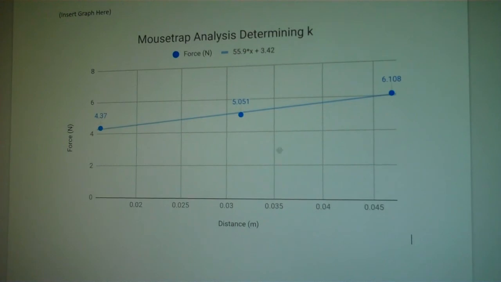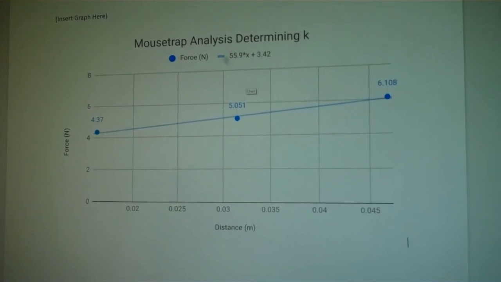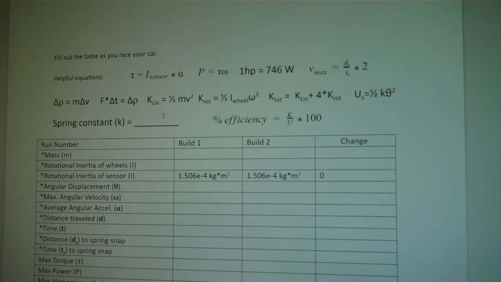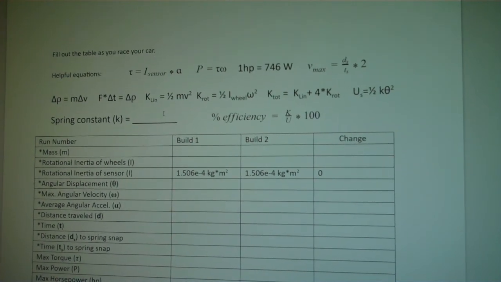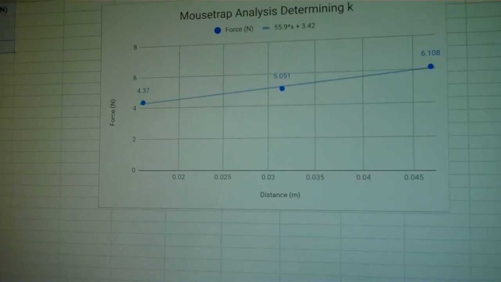Now the last thing I want to remind you, the whole point of this exercise was to determine the spring constant of your mousetrap. Don't forget, phase one of this is to ensure that that value is placed there. So there you go. I hope that helps you. It's a neat little trick, and it's fairly straightforward.